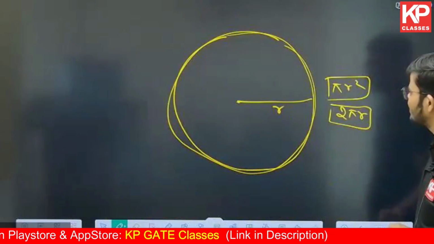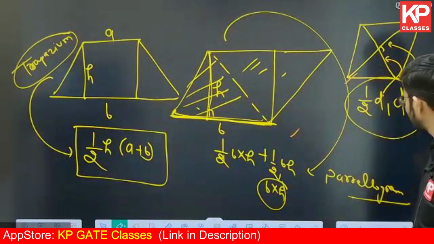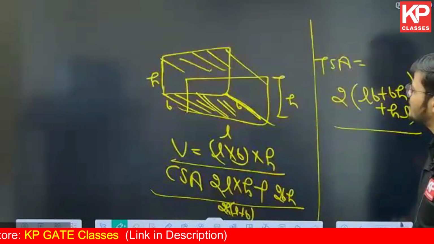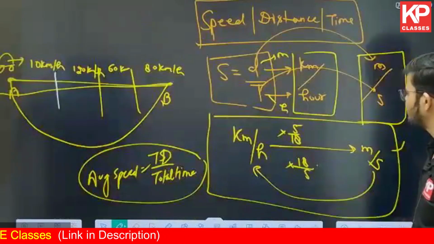Moving ahead, the circle was given. Then after that, the parallelogram, trapezium, and the rhombus were given. Right? So these are the ways through which we can summarize this part also. This circle was there.